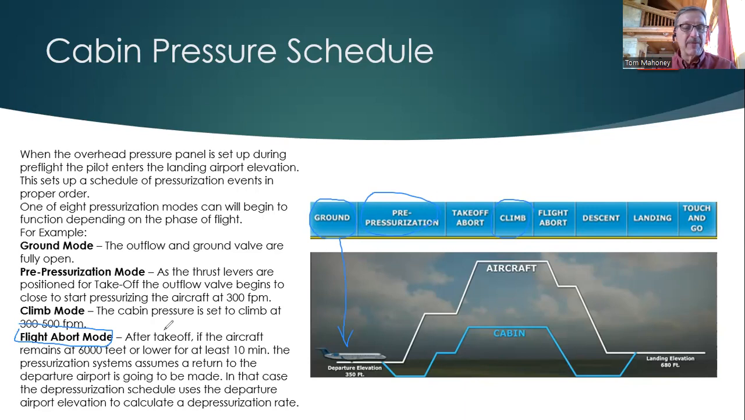And in that case, the depressurization schedule uses the departure airport to calculate a new depressurization rate. So it takes that elevation that it started out at instead of the landing elevation and calculates through the computer systems, the pressure computers, that, hey, we need to recalculate our depressurization rate so we can have a gradual depressurization suitable for that airport elevation.